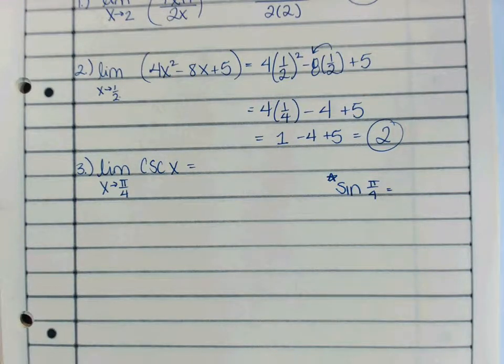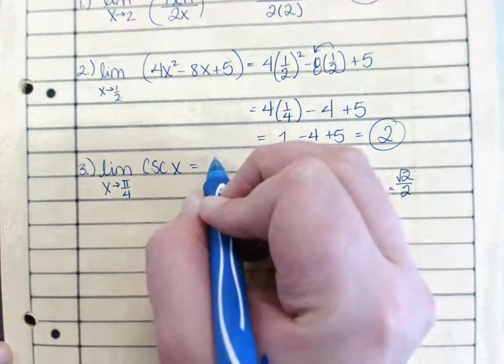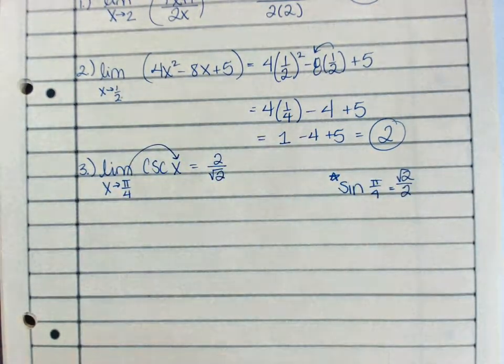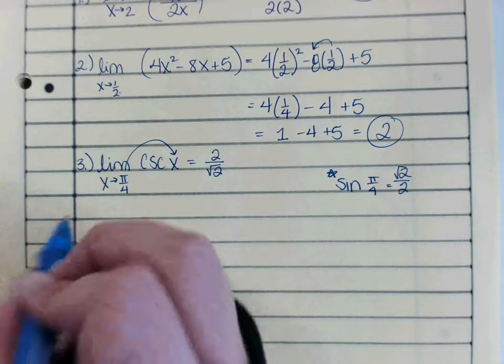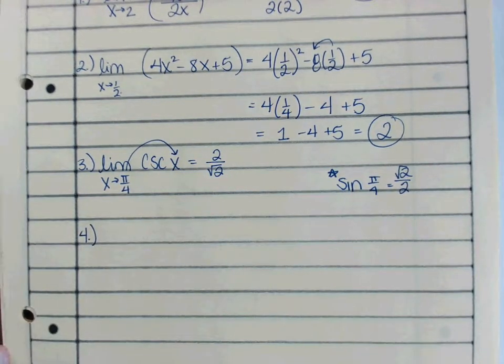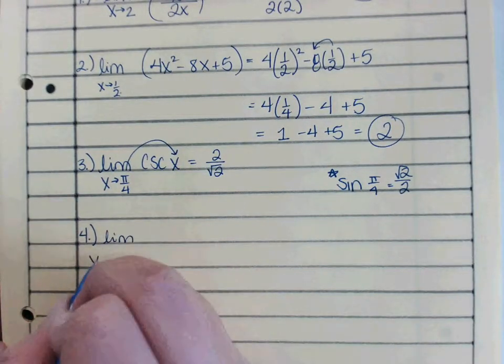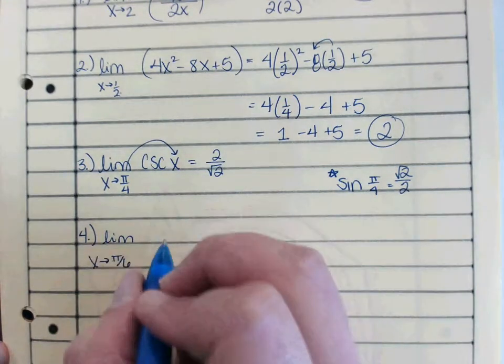But then when I flip it, what am I going to put? 2 over root 2. Very good. So you're just taking that angle, plugging it in. You could simplify it if you want to not have a radical on the bottom, but AP test, you don't have to. Good? All right, number 4. We have the limit as x approaches pi sixth of sine 2x.